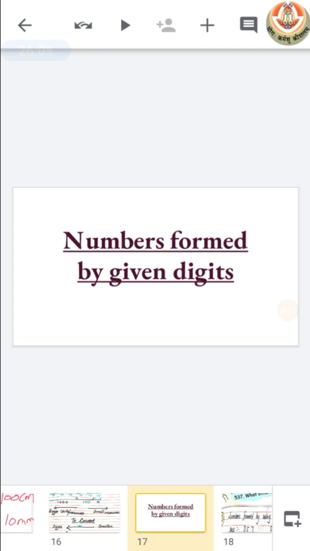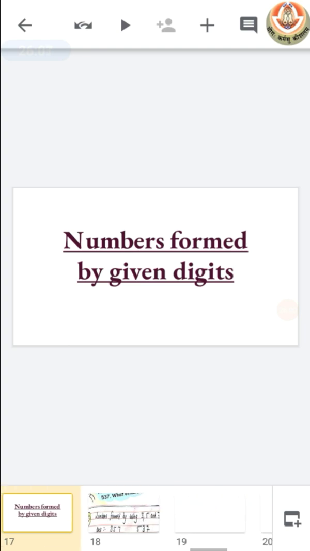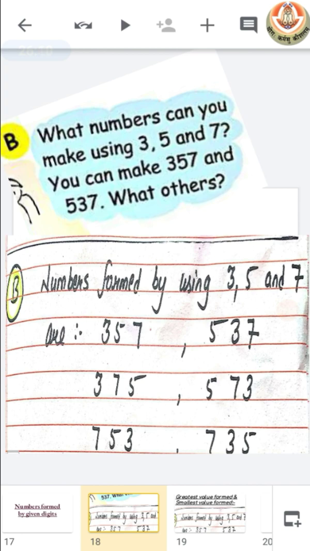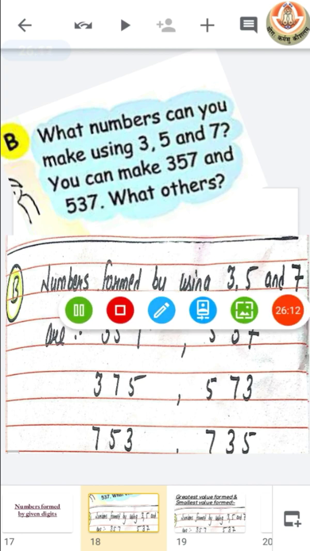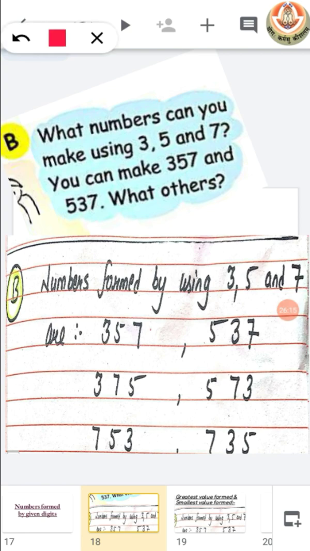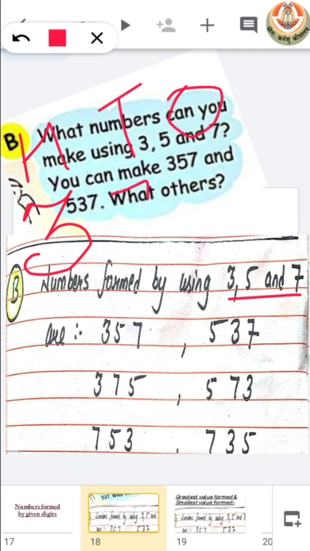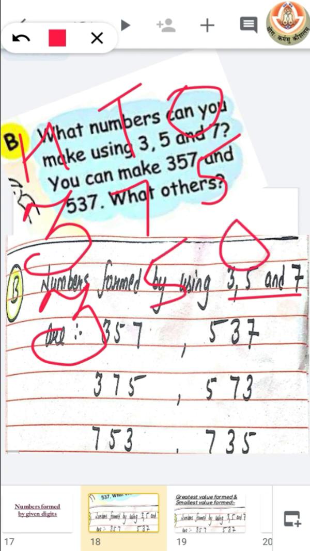Now, after this, questions related to numbers formed by given digits. How can we form various numbers from given digits? We have to place these digits in different places. When we place 3 in the 100 place, first we will place 7 in tens place and 5 in ones place, and in the second term we will put 5 in tens place and 7 in ones place. In this way we get two numbers.